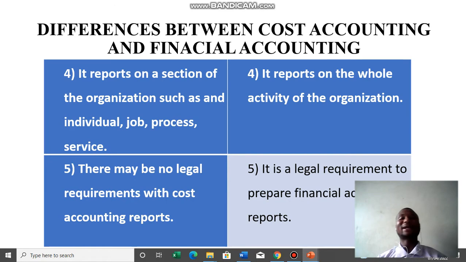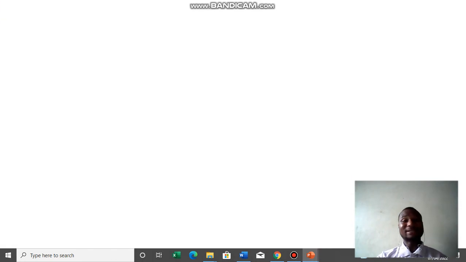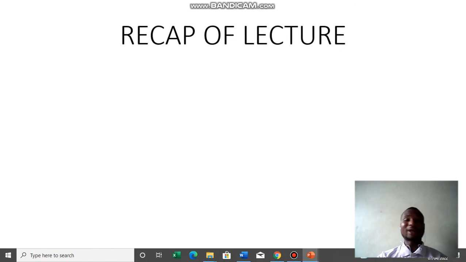So these are basically some of the differences between cost accounting and financial accounting. Now we are beginning to appreciate that cost accounting is a branch, and financial accounting is a branch. What is the difference between these two? We have been able to establish some of the differences that exist between cost accounting and financial accounting.